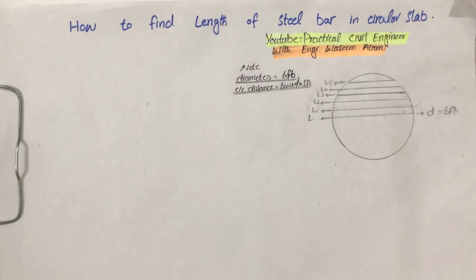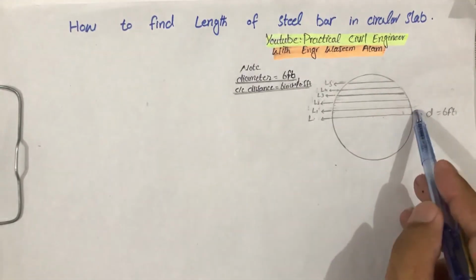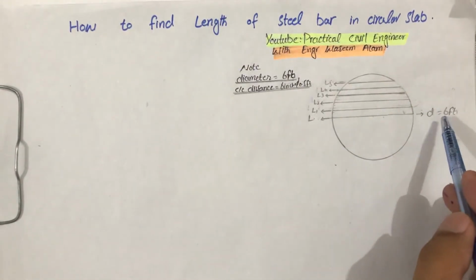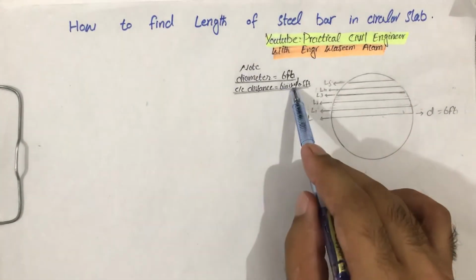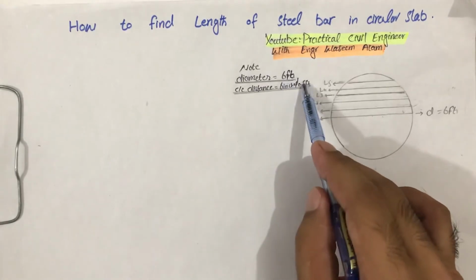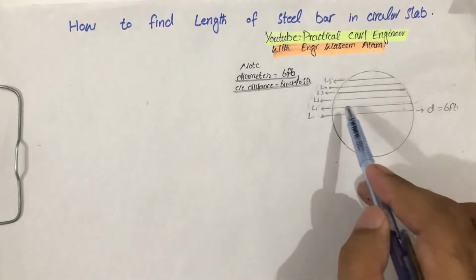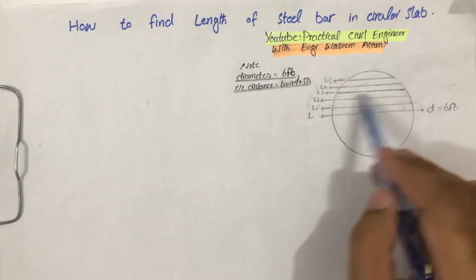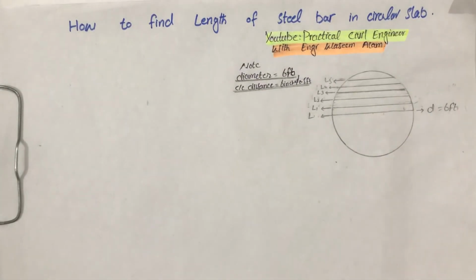And so today our new topic is how to find the length of a steel bar in a circular slab. Suppose this is a circular slab with a diameter of 6 foot and the center to center distance is 6 inches or 0.5 foot. So we have to find each bar length with the center to center distance of 6 inches.